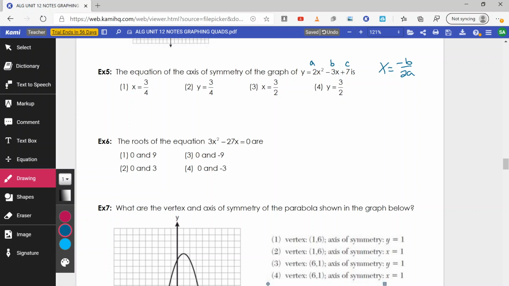So I plug these values in. So the negative value of -3 all over 2 times 2. So change the value, -3 becomes +3. 2 times 2 is 4. So again, because it's x equals 3/4, I want number 1.